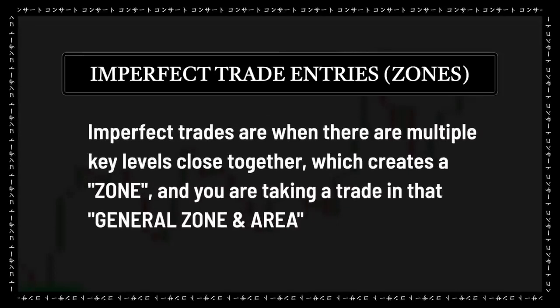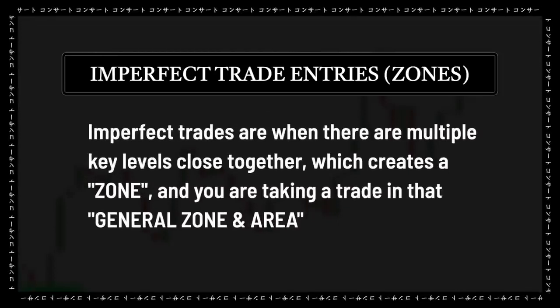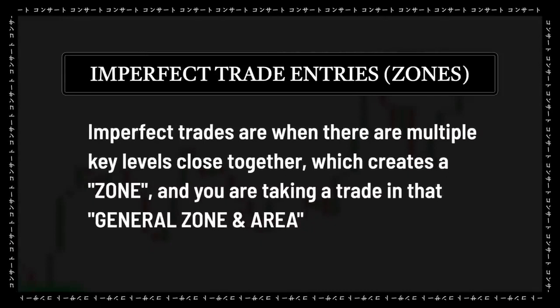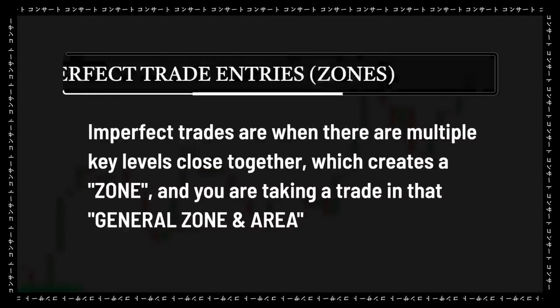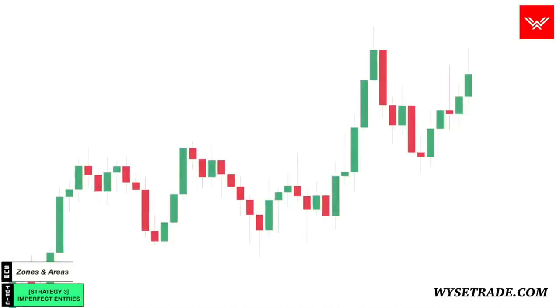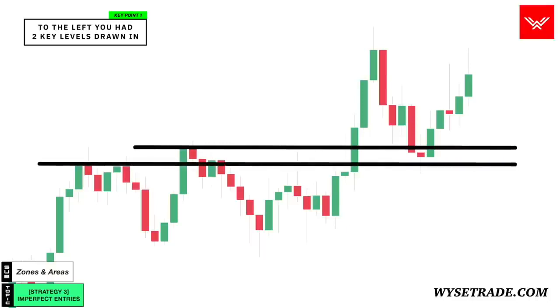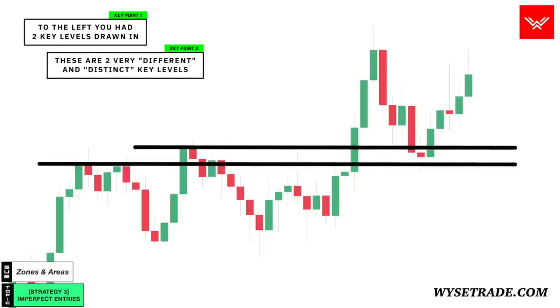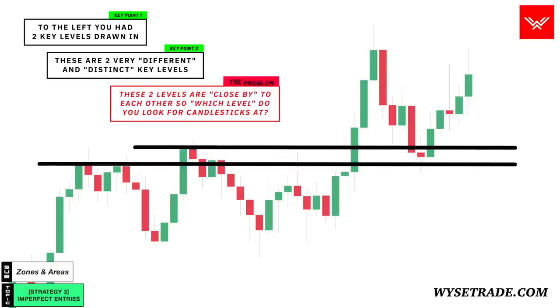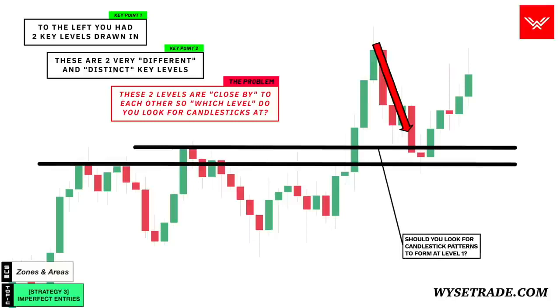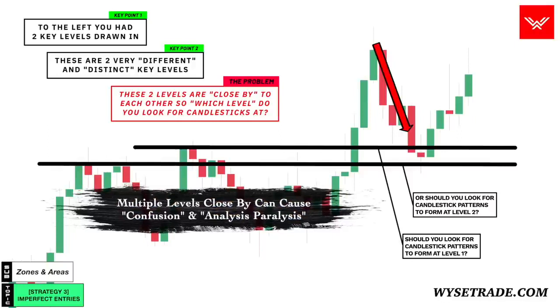Imperfect trades are when there are multiple key levels close together, which creates a zone, and you are taking a trade in the general zone and area. Let's break it down. So notice to the left, you would have two key levels drawn in, level 1 here and level 2 here. These are two very different and distinct key levels. And here's the problem. Since these levels are close by to each other, as price is approaching these levels, you are thinking to yourself, should I look for candlestick patterns at this first level, or should I look for candlestick patterns at the second level? Having multiple levels drawn in close by to each other can cause confusion and analysis paralysis.